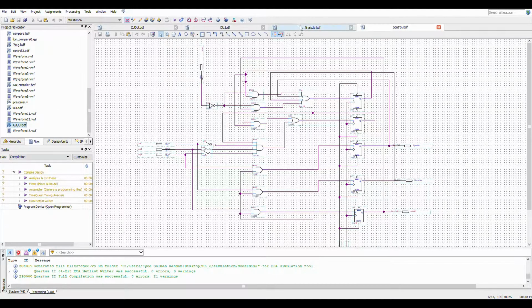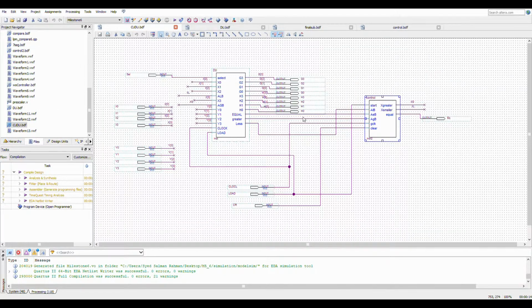So that's all, and this is how the integrated circuit looks. The data path goes to the controller, and the value from the controller goes back to the data path, and we can see the output here.